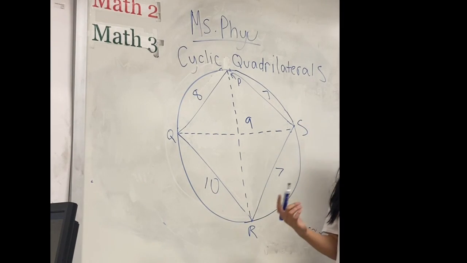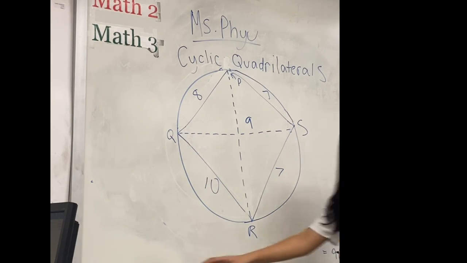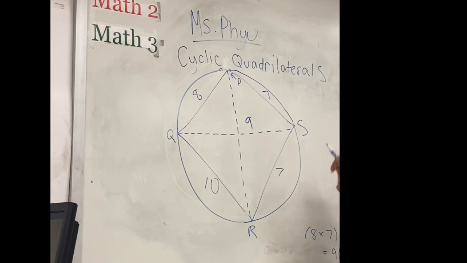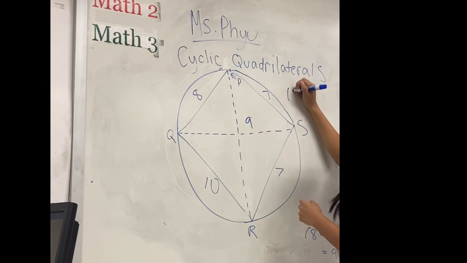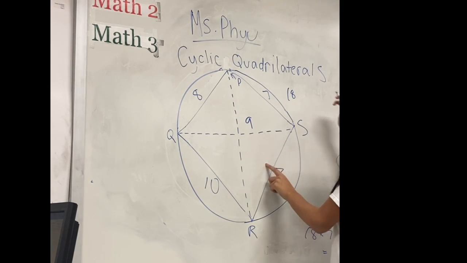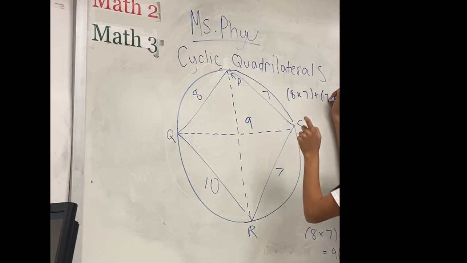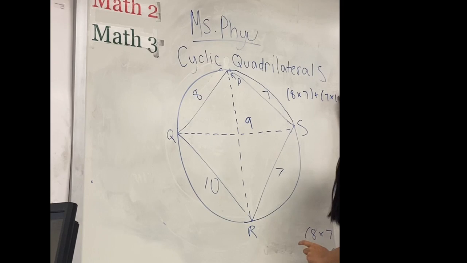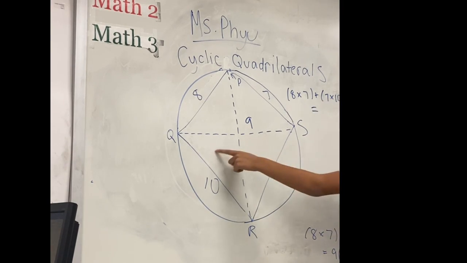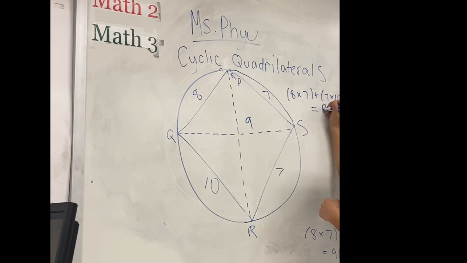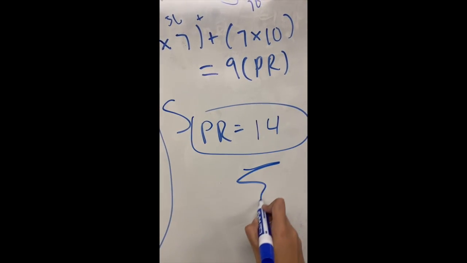To do this, remember in the previous formula, we do the sum of the products of its opposite sides. So we have opposite sides, which are QP and RS. So we do 8 times 7 plus 7 times 10, because QR and PS are opposite sides, and that equals the product of the diagonals. So that would be 9 times PR. And we just solve this equation to find PR. Ultimately when we solved this, we got PR equals 14.